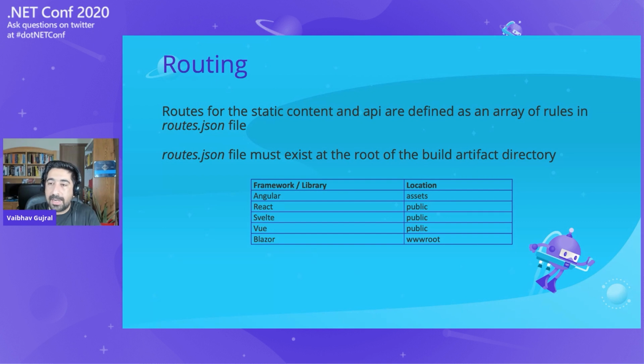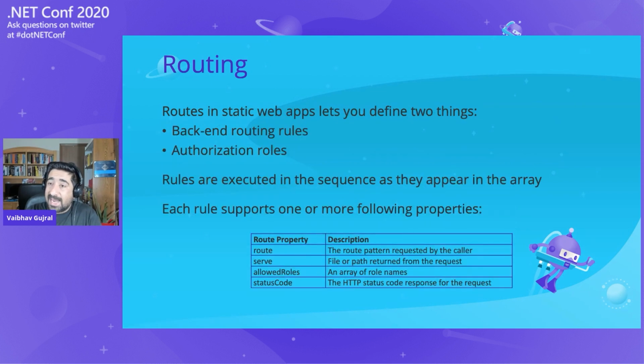For example, for Angular, it might be assets. For React, it might be public. And for Blazor, it will be wwwroot. Routes in Static Web Apps let you define two things, backend routing rules and authorization roles. The backend routing rules define how your requests are routed, and the authorization roles define the user roles.